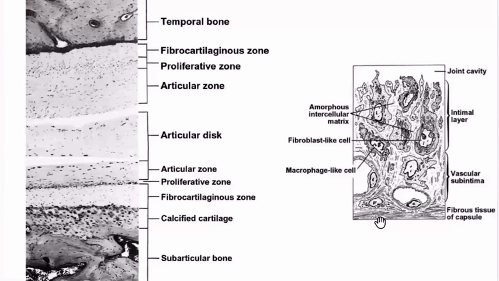Very beautifully, between these cells we have the ground substance; it's filled with ground substance. The flat ones are the fibroblast-like cells, and the more rounded are the macrophage-like cells. In the subintimal layer, you find the fenestrated blood capillaries.